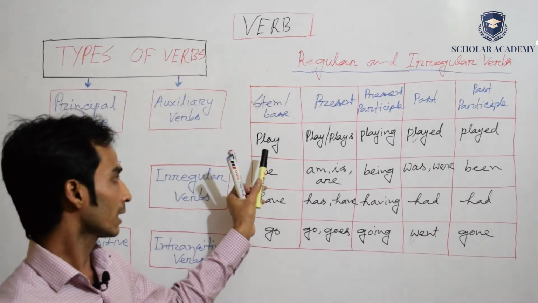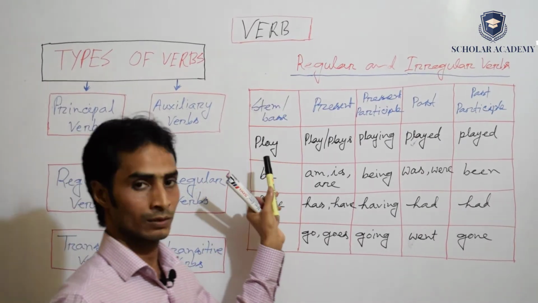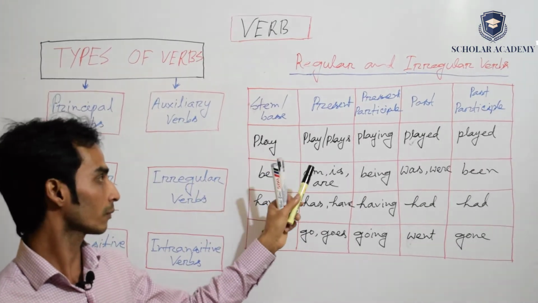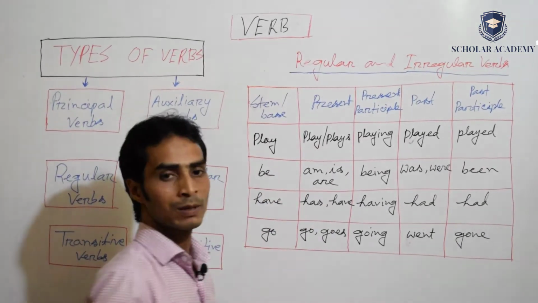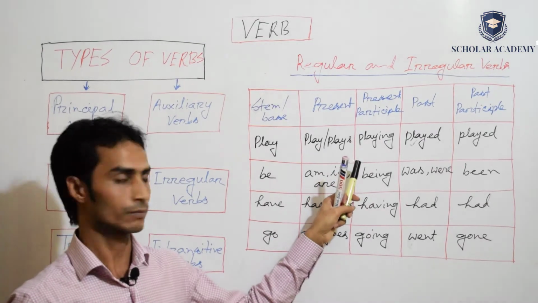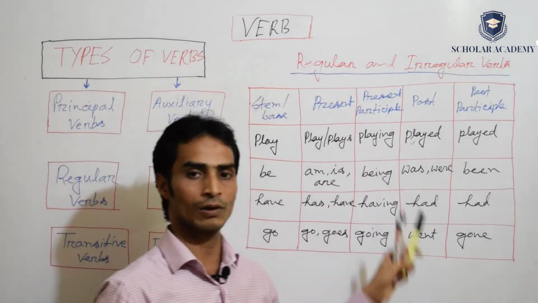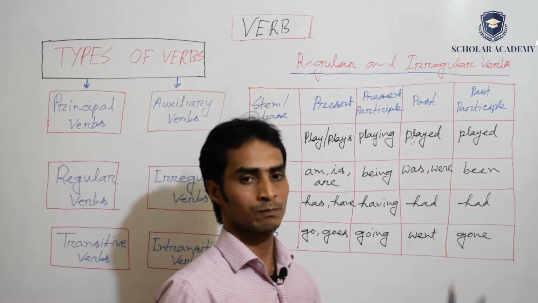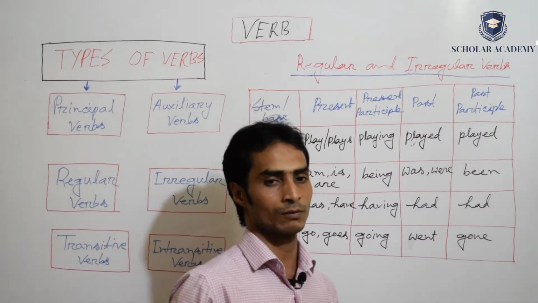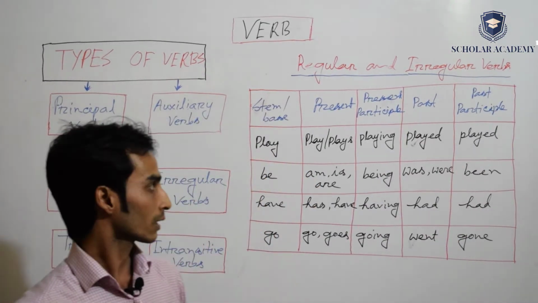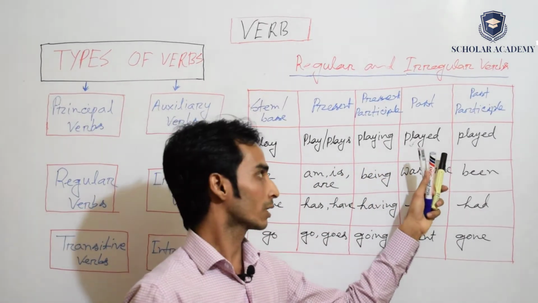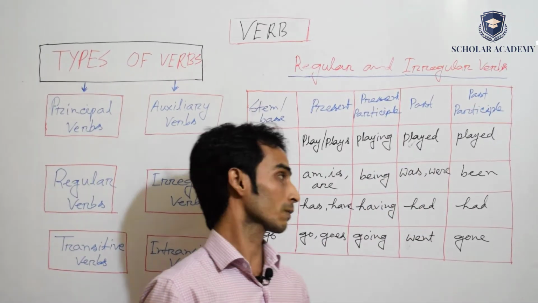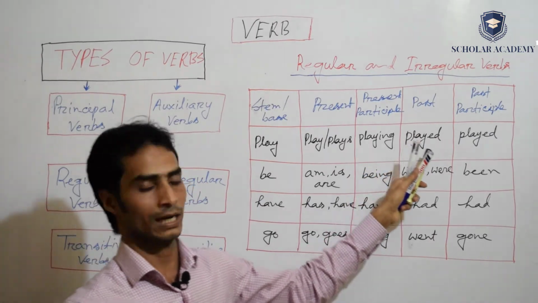Stem or base form is play. That means the word play is the stem or base form, and the present form of play is play or plays. The present participle or ing form of play is playing. The past form of play is played, and past participle form of play is played. This is a regular verb because regular verbs form their past and past participle form by adding d and ed.